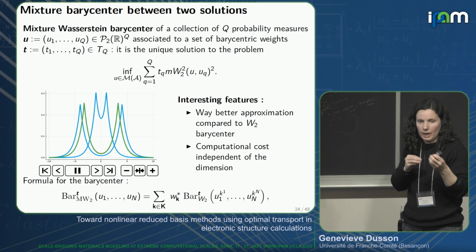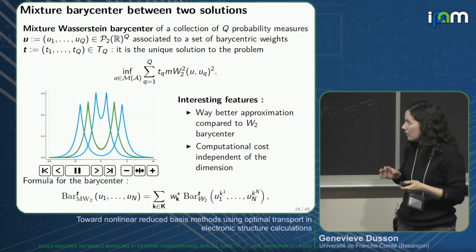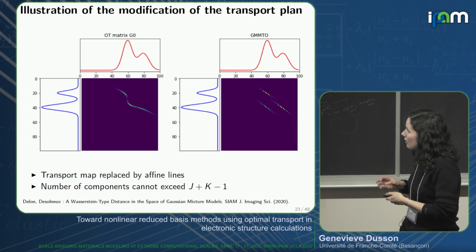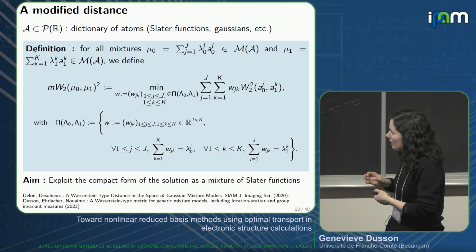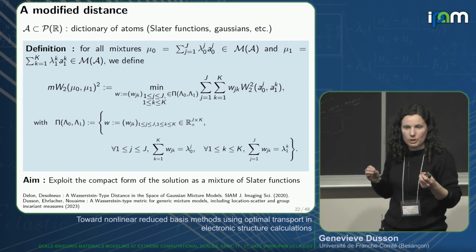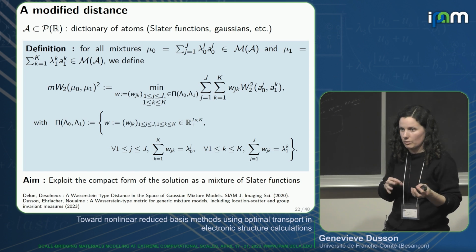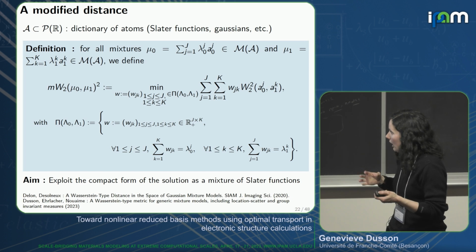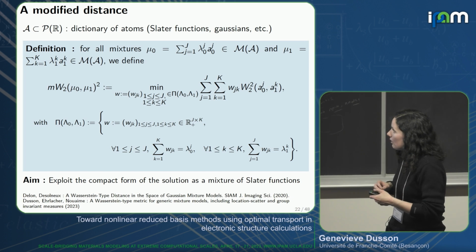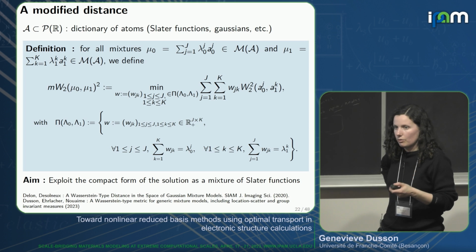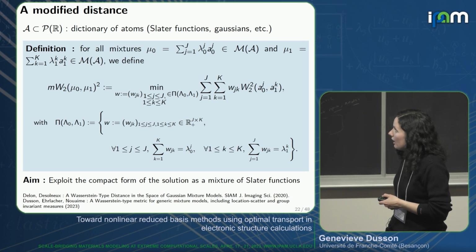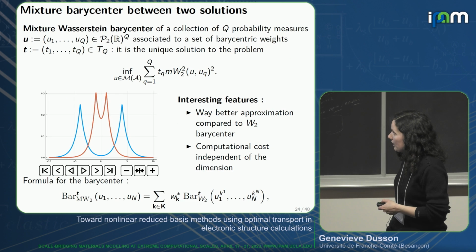So if now we have Gaussians that are in 3 dimensions or in n dimensions, since the computation only involves these Wasserstein distances, which we can compute for any dimension, at least for Gaussians, then the problem will only depend on the number of Gaussians that need to be considered in the mixture, and not on the dimension. So this is really nice.